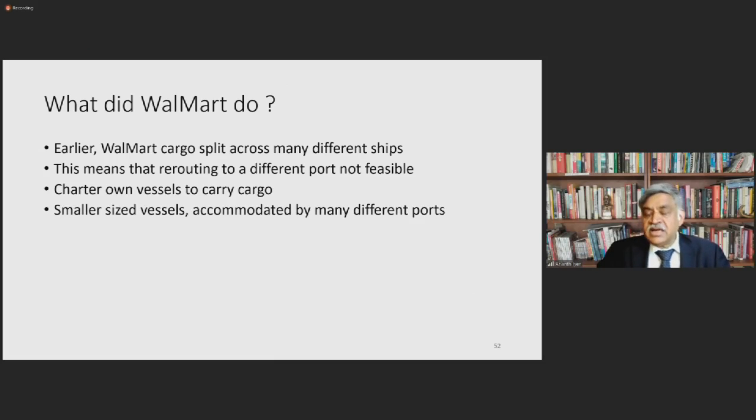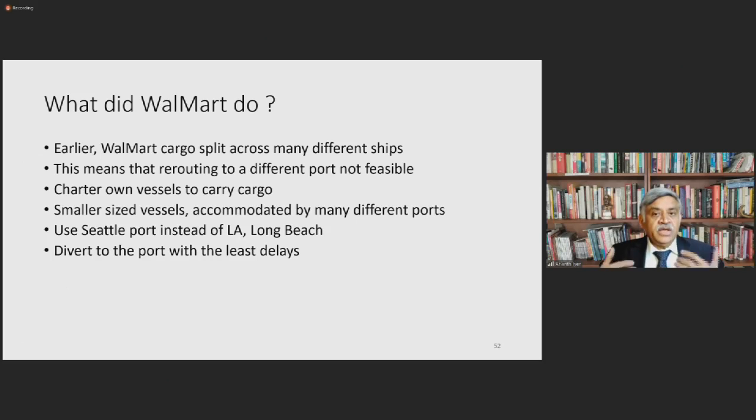These were smaller sized vehicles. Many of you who are keeping track of ship sizes, I gave you the example with the Ever Given, just 20,000. Ships are getting bigger and bigger and bigger so that the cost per unit is going down. But the problem with these bigger ships is that they can only go to certain ports that can accommodate them. Whereas the smaller sized vehicles, the 4,000 to 6,000 TEU vessels, can go to many other locations. So if rather than going in a very large ship, you chartered a smaller ship, you have a lot more flexibility. So Walmart started using ports such as Seattle instead of LA or Long Beach.